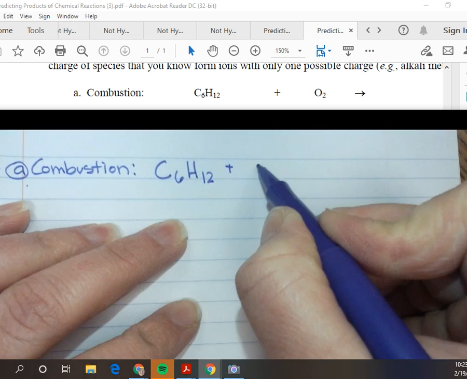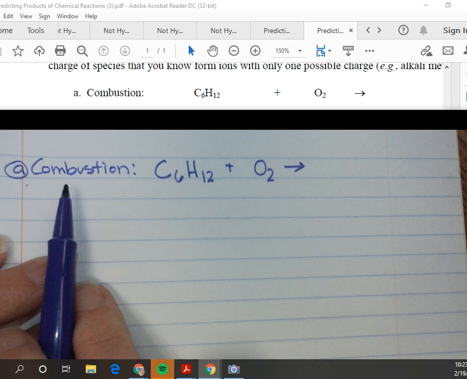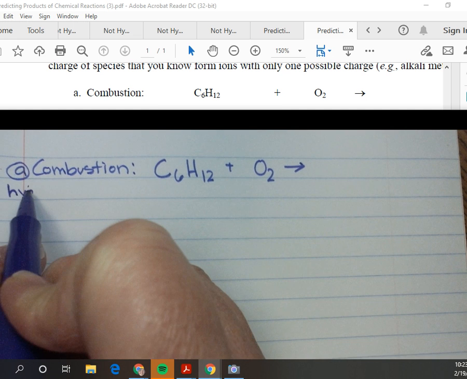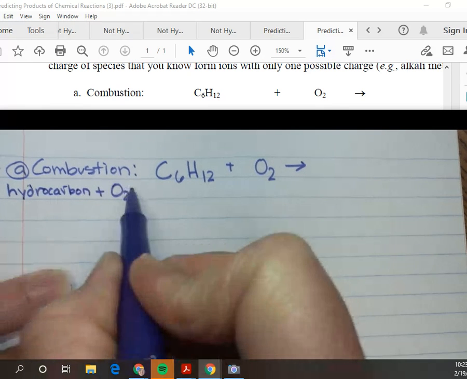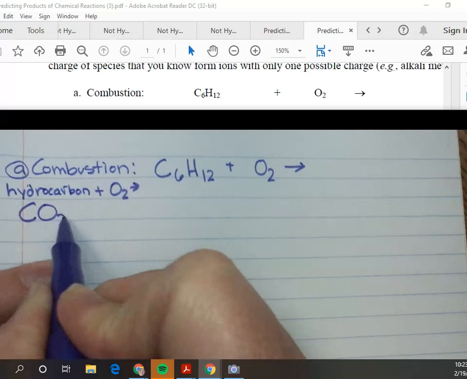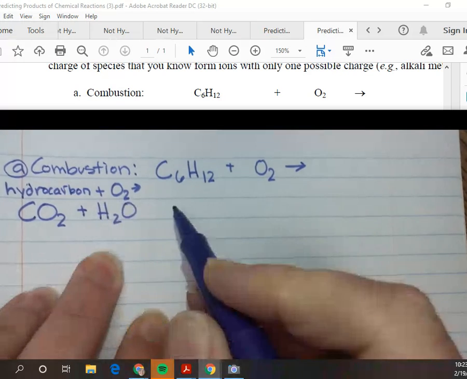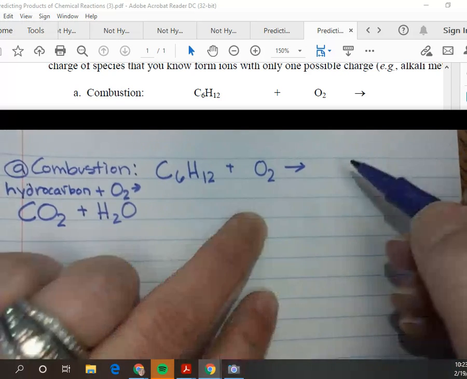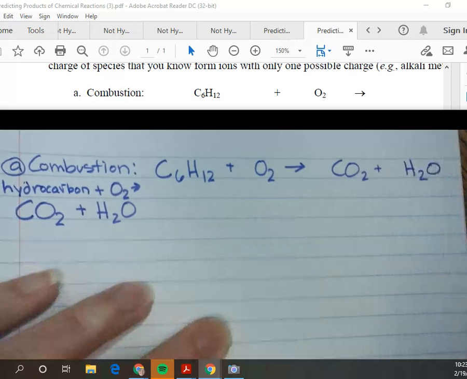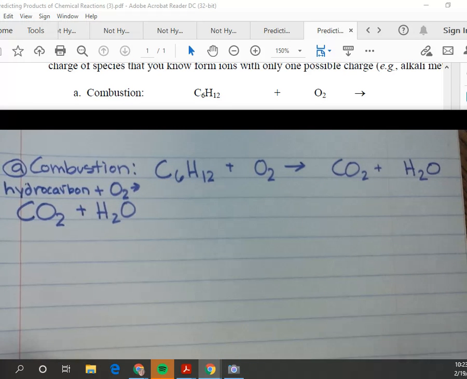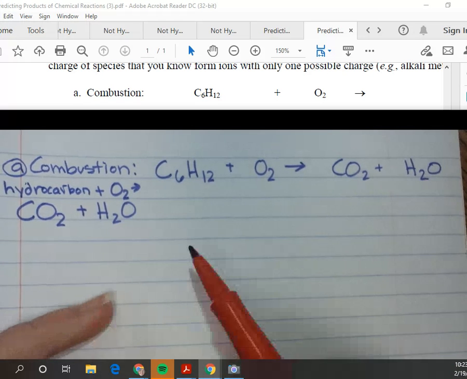So we have C6H12 plus O2, and what is that going to yield? Well, every time we have combustion, we know that we have a hydrocarbon plus oxygen, and it's going to yield every single time CO2 plus H2O. So it doesn't matter which hydrocarbon we have, we are going to have the products CO2 and H2O. Now, the thing that's going to be different is our coefficients, because part of this worksheet tells us that we are supposed to balance the chemical equation.